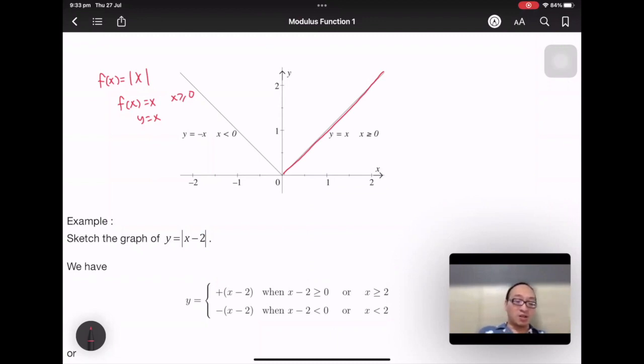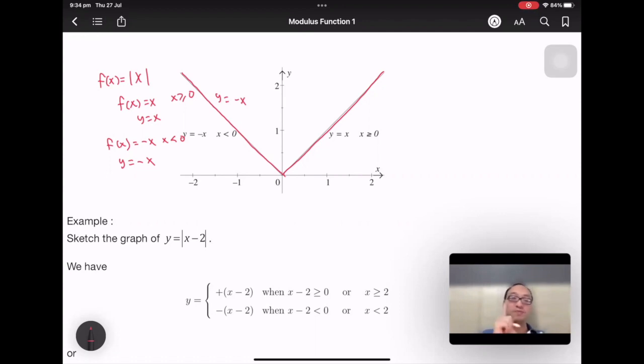And also, f(x) is equal to negative x for x smaller than 0. So this is the line y equals negative x. The gradient is negative 1 and it passes through the origin. So we can just draw this. This is the line of y equals negative x.